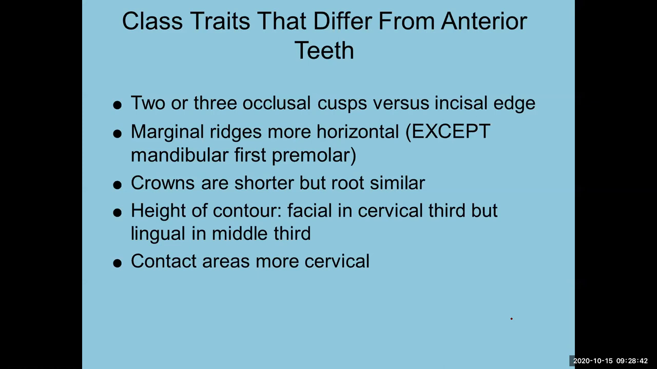You've got shorter crowns compared to the anterior, but long roots. The facial height of contour is in the cervical third, and the lingual height of contour is in the middle third. Now, my trivia question is, where is the lingual height of contour in anterior teeth?